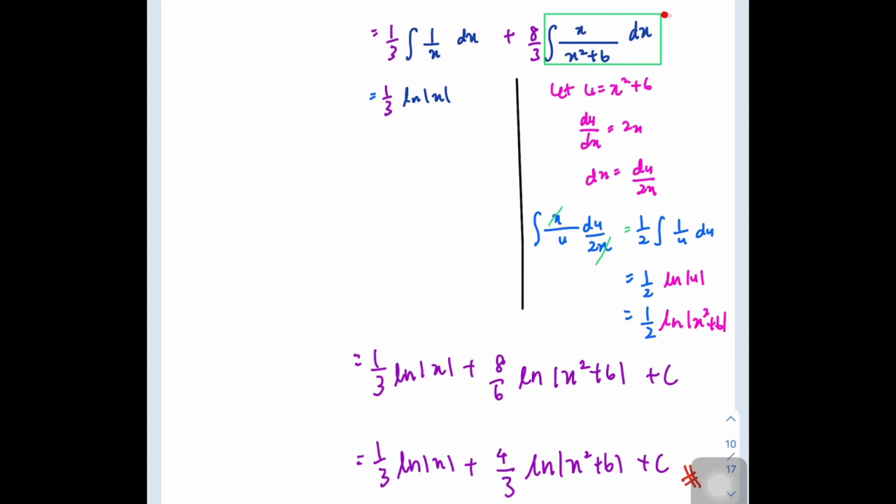So now we are ready because we have solved this part here. So now let's write back our answer. The first part is 1 over 3 ln modulus x plus, and for the second part, let's multiply our constant first. 8 over 3 times 1 over 2, this should be 8 over 6, and ln modulus x squared plus 6, and don't forget plus C. And finally, this one here, you can simplify. So this is just 4 over 3 and rewrite back the rest. Therefore, this is your final answer for example number 3.